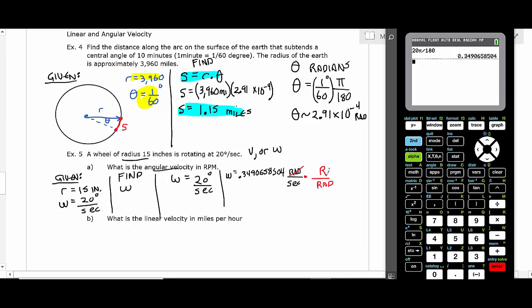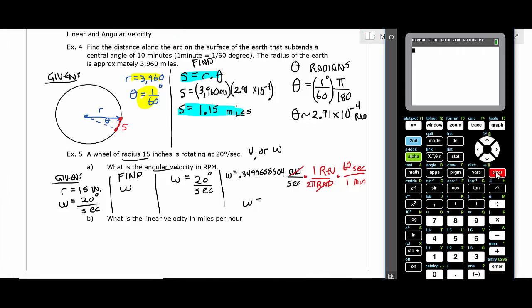Okay, what you do is you know there's a conversion factor: 1 revolution is 2 pi radians. Okay, so we got that taken care of. Now get rid of the seconds and change the seconds to minutes. So you have to have seconds on top, minutes on bottom. We know that there are 60 seconds in 1 minute, like that. Okay, now to do this, just watch how I do this on the calculator. And you can do this in one step if you want to. Just do it like this.